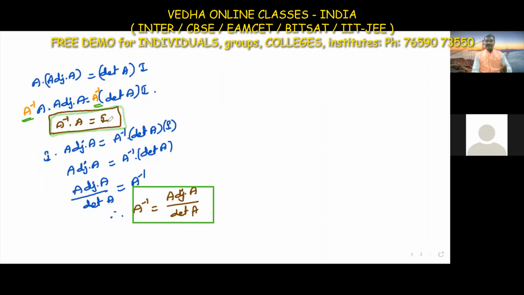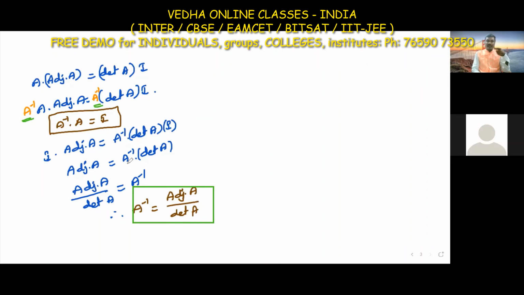A into A inverse is equal to the identity matrix, so that's why we write I here, and I into adjoint A is equal to A inverse into det A into I. The identity matrix I is negligible here, because if we multiply any matrix by it, we get the same matrix again. Like 5 into 1 is 5, 10 into 1 is 10. If you multiply by 1, there is no change in the value. Identity matrix is also like that. So adjoint A is equal to A inverse into det A.